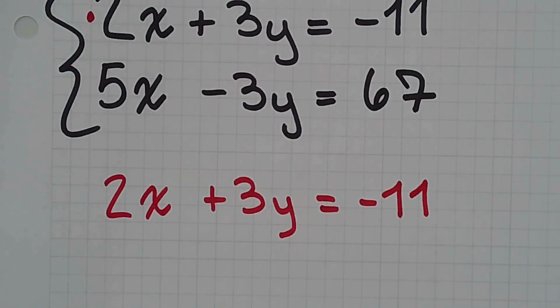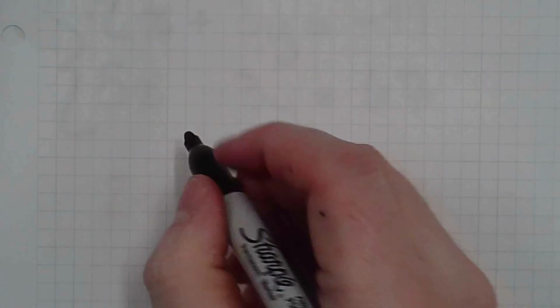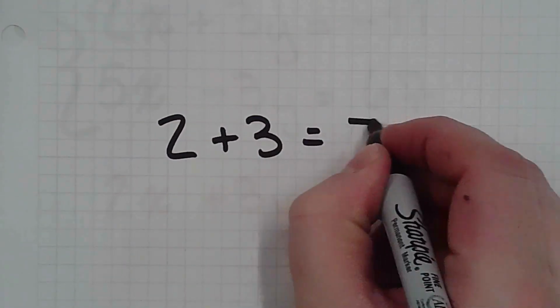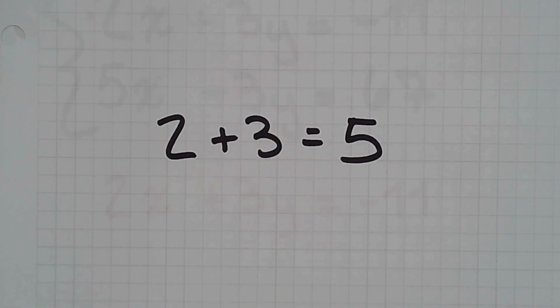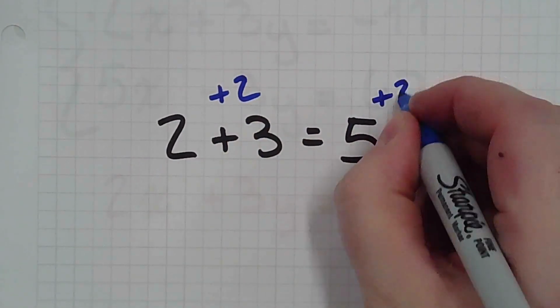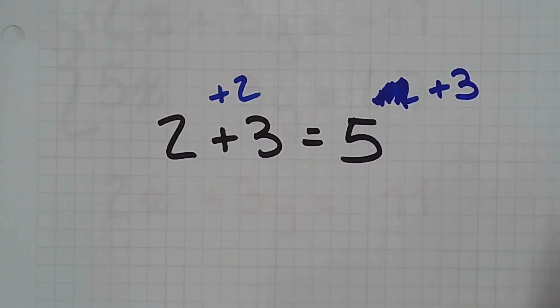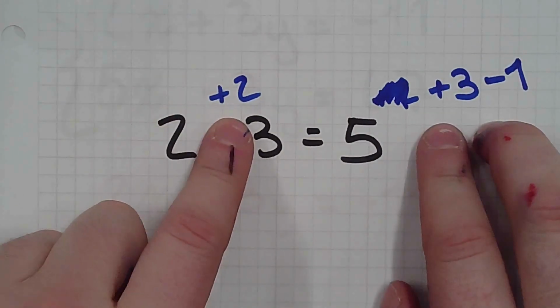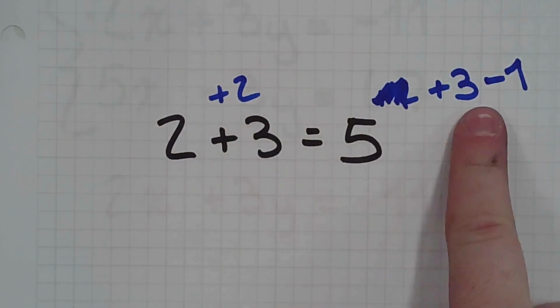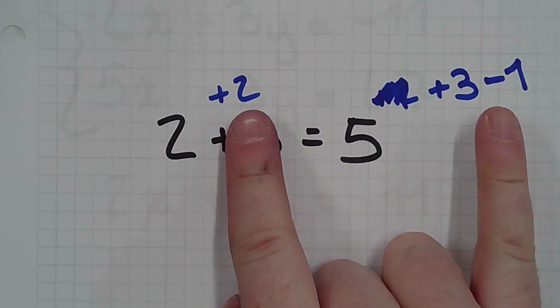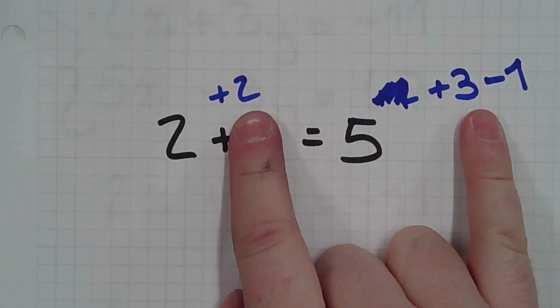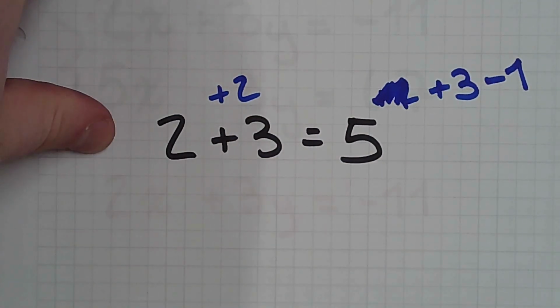So I want to talk about that real quick. Here's an equation. 2 plus 3 equals 5. That's true. If I add 2 to both sides, it's still equal, right? Totally equal. And even if I add 3 to this side, but minus 1 later, it's still equal because 3 minus 1 is still 2. So as long as I balance it out, it's totally fine, right? Even if they don't look exactly alike, as long as they really are the same number, then we'll be good to go.